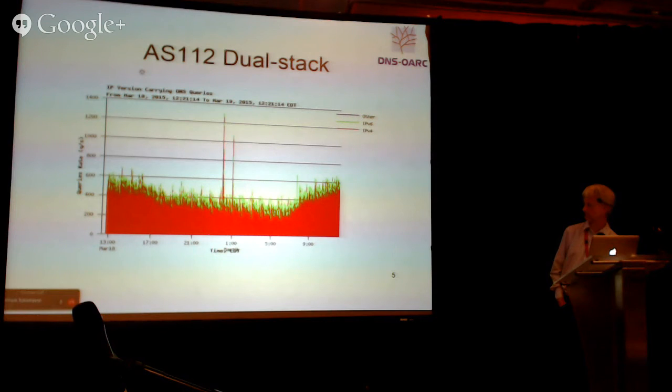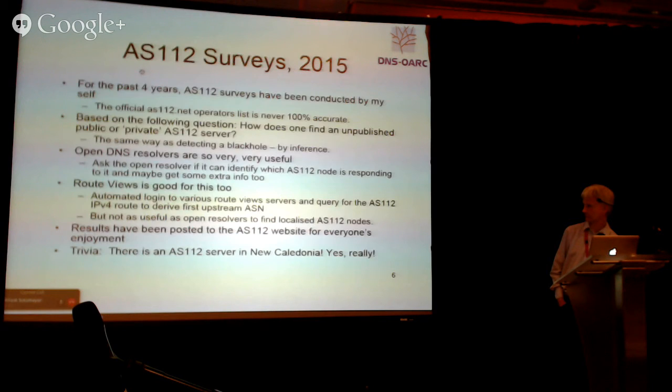So for a number of years, I've been doing a bunch of surveys on AS112. What motivated it is to try and figure out a way of updating the web page that lists the official operators. That page is not complete. It's not even accurate. It's representative. Is there a way to make it more representative, more accurate? So there's a couple of ways. Open DNS resolvers are actually very, very useful. It'd be a very sad day if we eliminated all those. No, I'm just kidding.